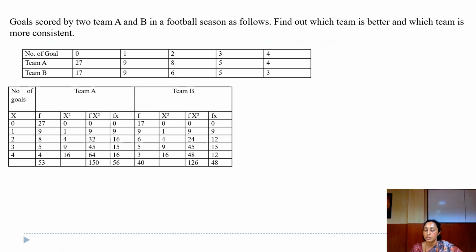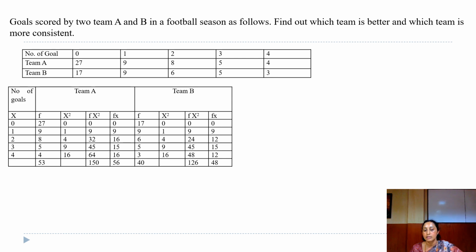So the number of goals, let us consider it as X, and for team A, the frequency, that's the number of matches they played, is taken as frequency. Here we see that among the 27 matches, they scored 0 goals, and in 9 matches they have scored 1 goal. Like this the data is listed.